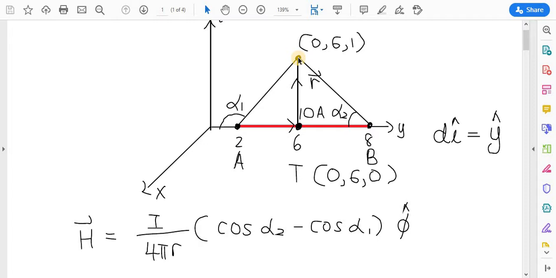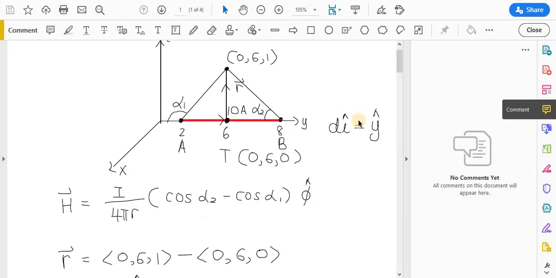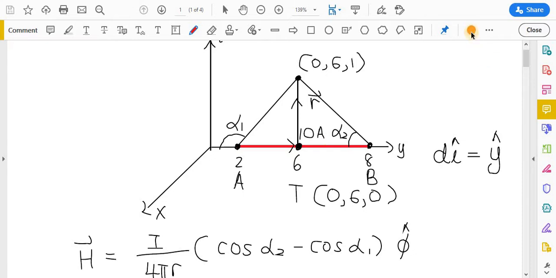So you need to connect a line. You need to construct a line from the current filament to touch the observation point. The important point here is that this line must form a 90 degree angle here. If you draw the line until here, the angle will not be 90 degrees. So you have to draw a straight line that forms a 90 degree angle with the current filament. We put an arrow like this, and this represents the vector R.